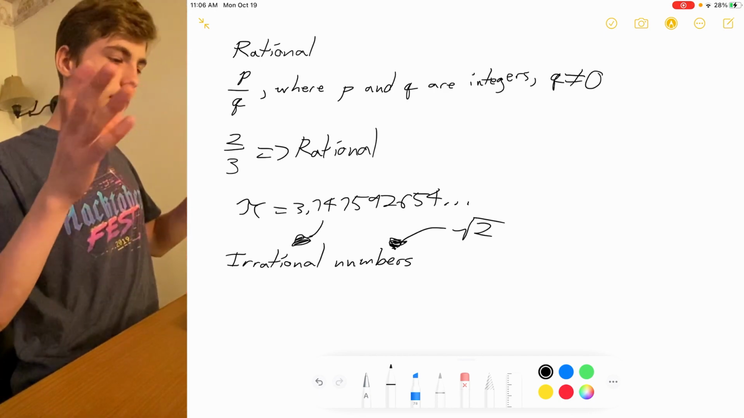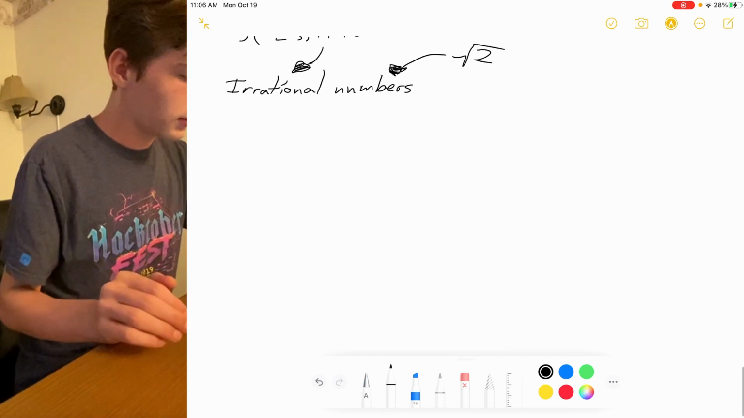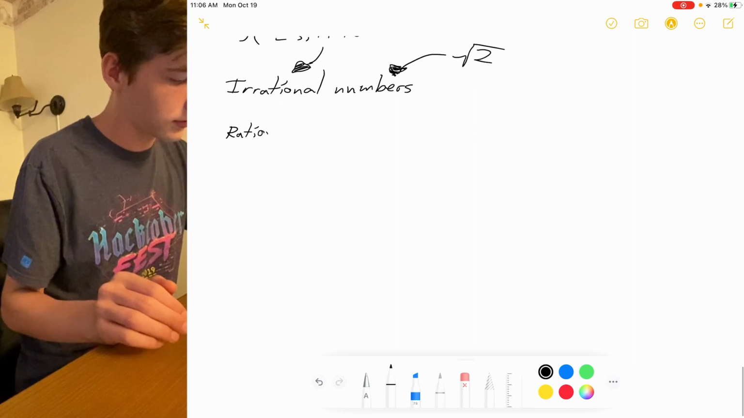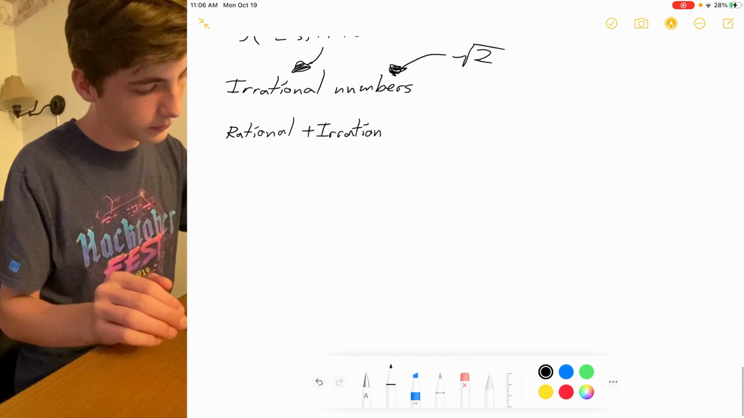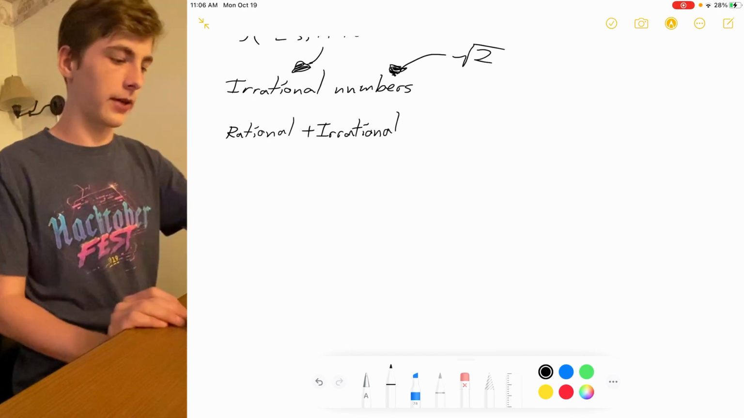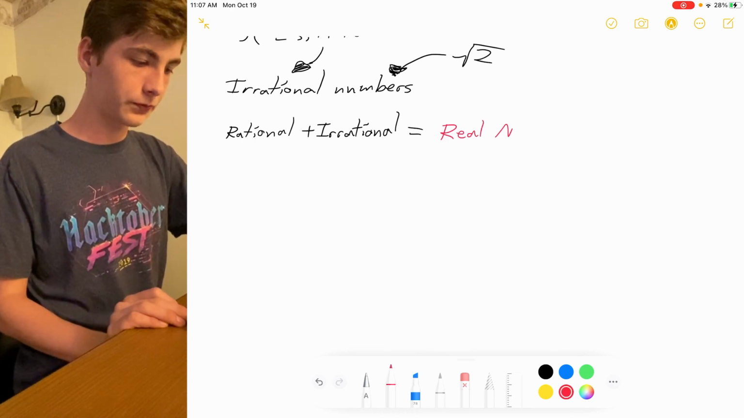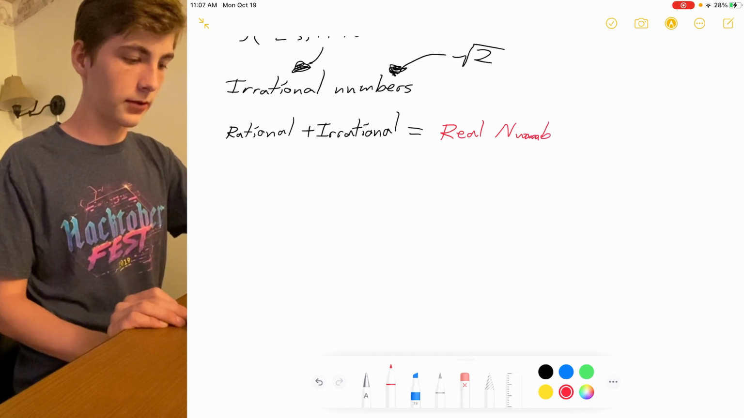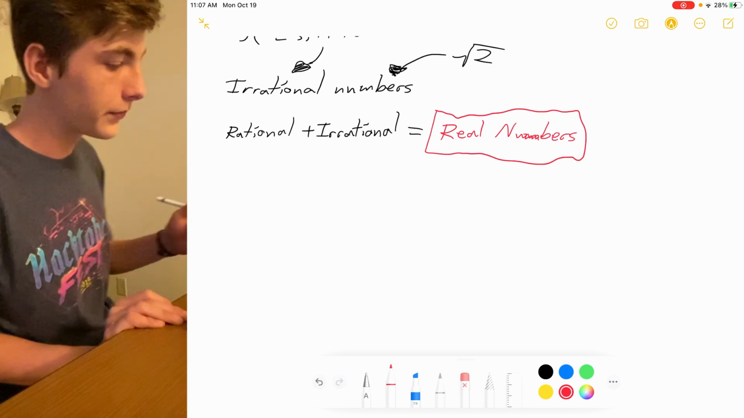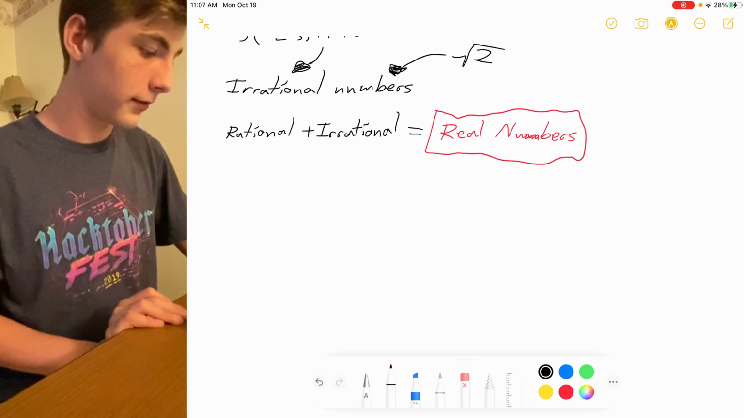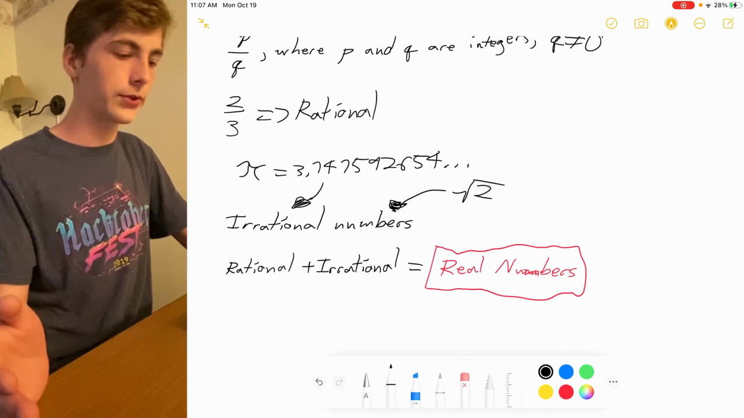So now if we take the rational numbers and the irrational numbers and put them together, so you kind of think of it as rational plus irrational, we're going to get one of the most important sets of numbers in math, which we call, I'm even going to write it in red, the real numbers. And that sounds all crazy because aren't all numbers real? Well, it turns out not all numbers are real. But the real numbers are the combination of the rational numbers with the irrational numbers.